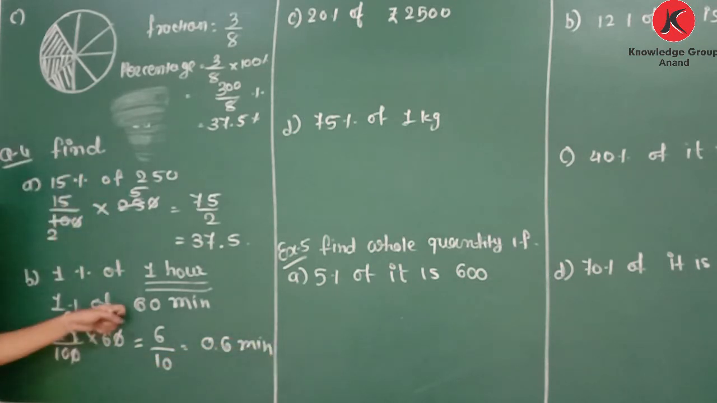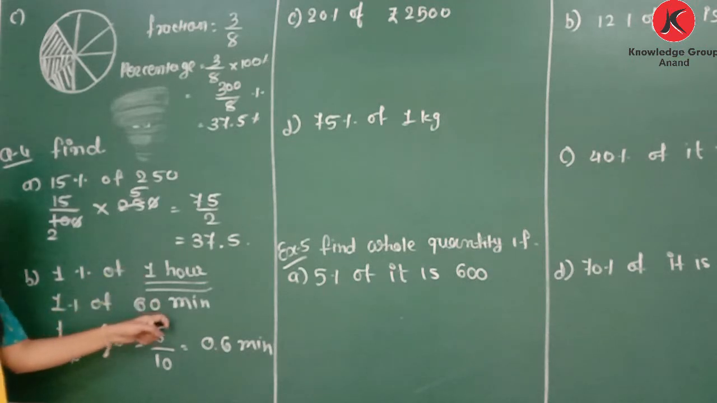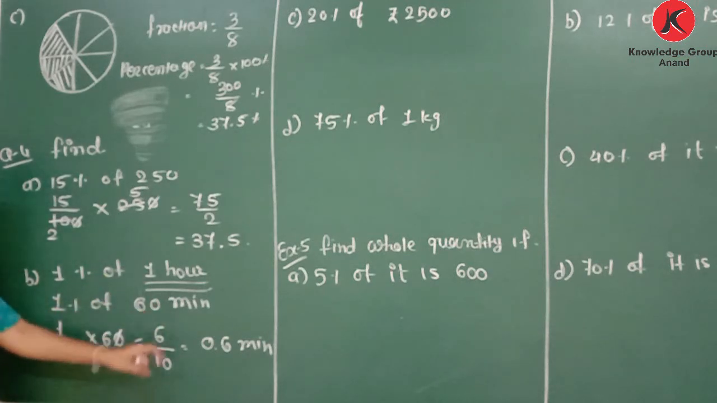You can also do this by converting 1 hour into seconds. So it is 3600 seconds. That answer is also correct. But I convert hour into minutes. So it is 60 minutes. 60 by 100, that is 0.6 minutes.